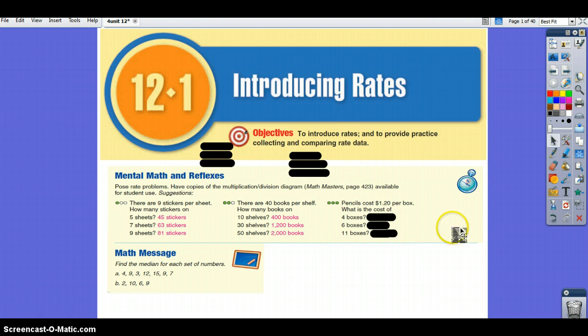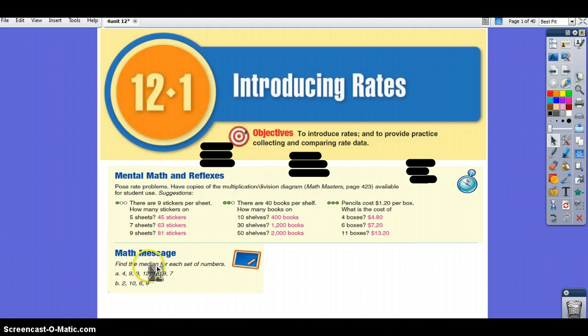And the last one, if pencils cost $1.20 per box, what is the cost of 4 boxes? Well, $1.20 times 4 is $4.80. $1.20 times 6 is $7.20. And $1.20 times 11 would be $13.20.